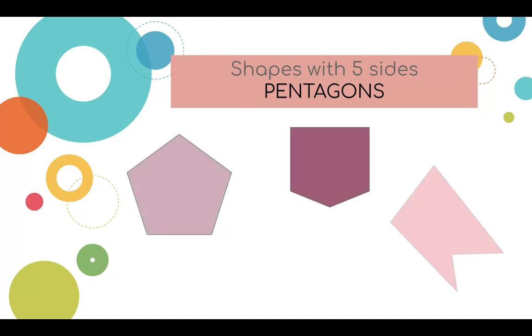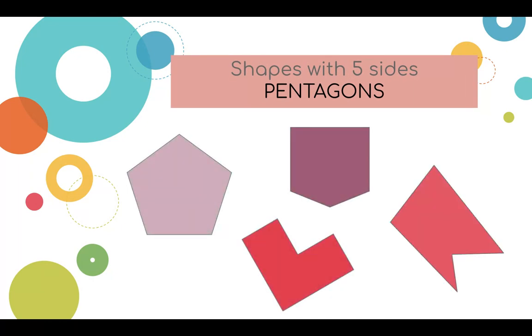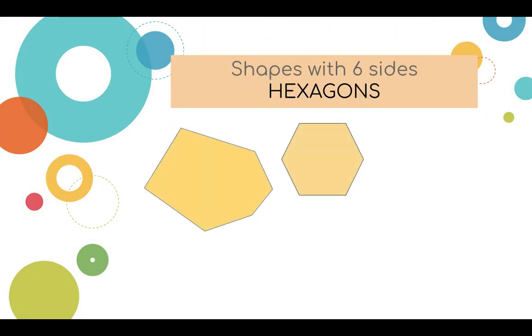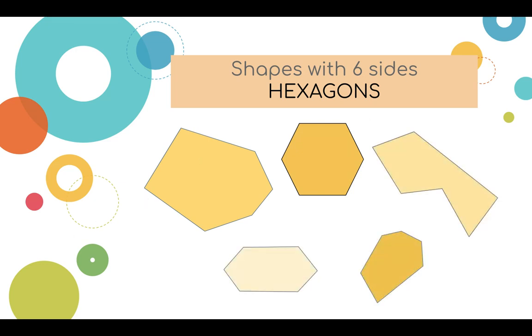Pentagons are shapes with five sides. Now you see on the bottom there's lots of different looking shapes, but they are pentagons simply because they have five sides. Hexagons are shapes with six sides. Again, they all look very different, but they are hexagons because they have six sides.